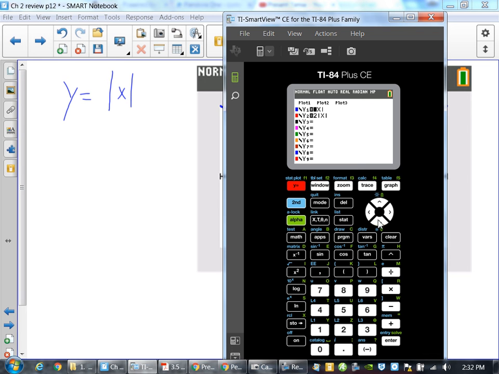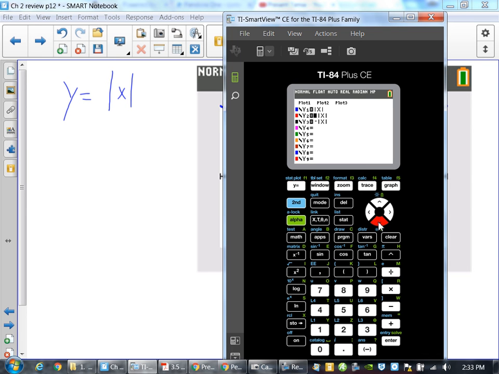Let's go to the third one. Let's do this. Negative, alpha window, and graph it. Gee, what happens if it's negative out in front of it? Exactly. Let's throw something inside it.